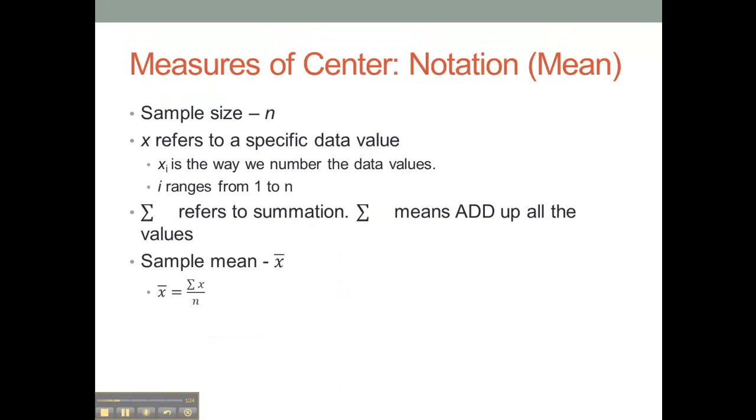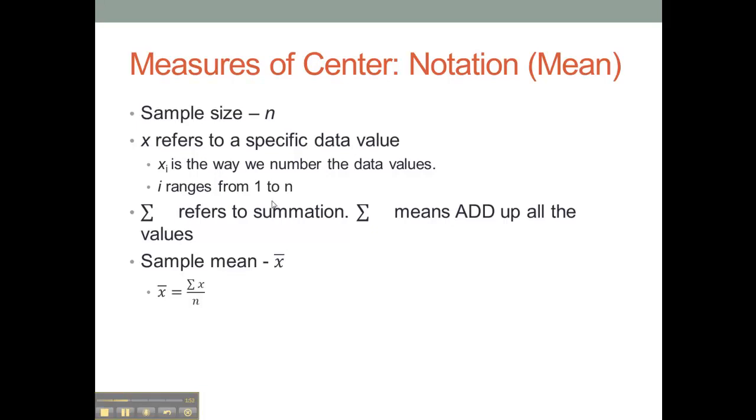And let's talk about some notation. When we talk mean, we talk about a sample size or a population size, and that's either going to be small n or capital N. In this case, sample size is small n. X refers to a specific data value. Xi is the way we number the data values. I ranges from 1 to n, the size of your sample. This crazy symbol right here is called sigma. It refers to summation. That means adding up values.